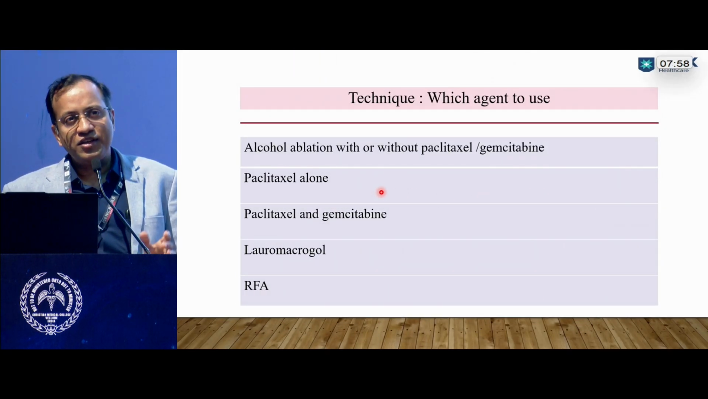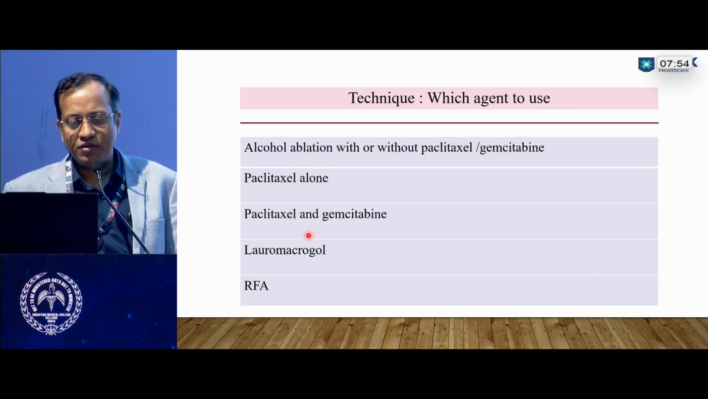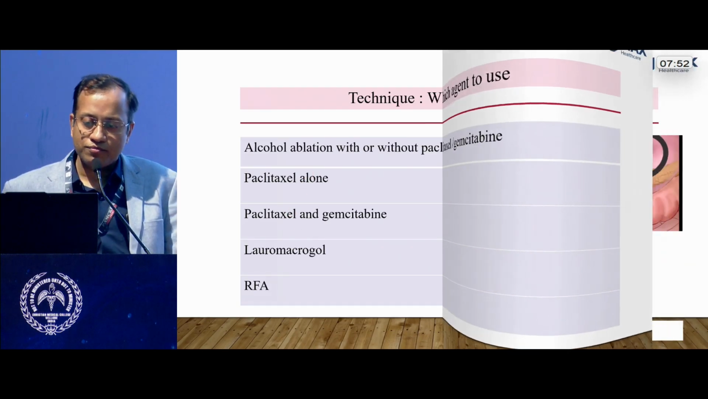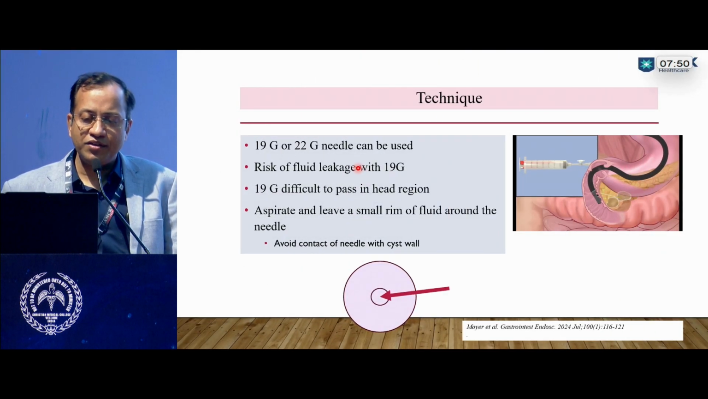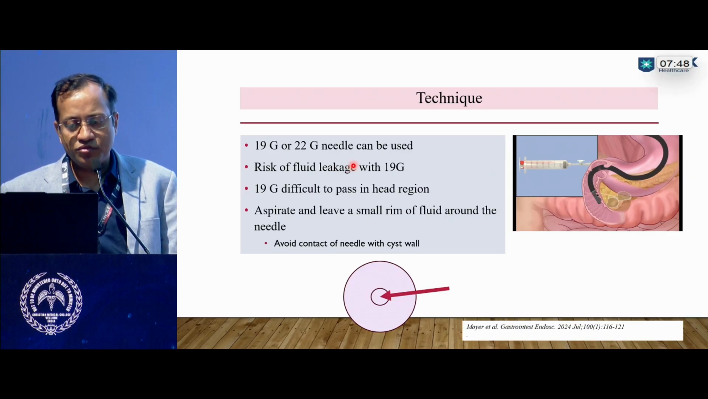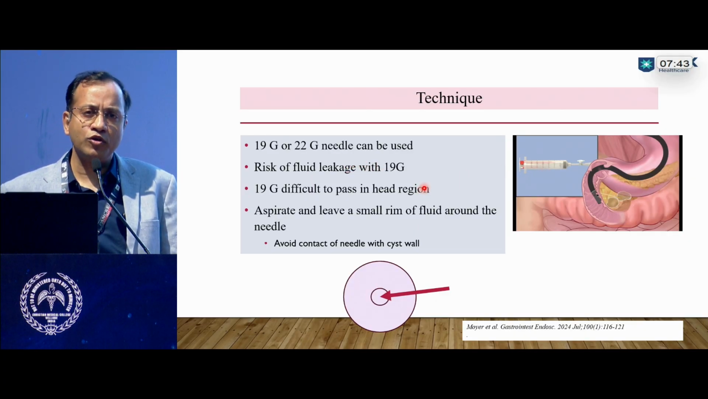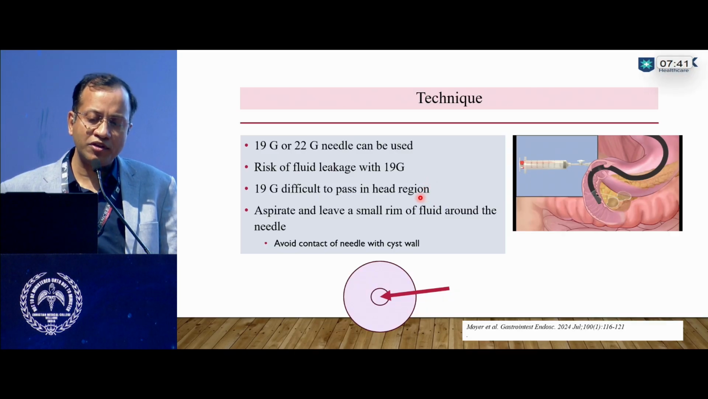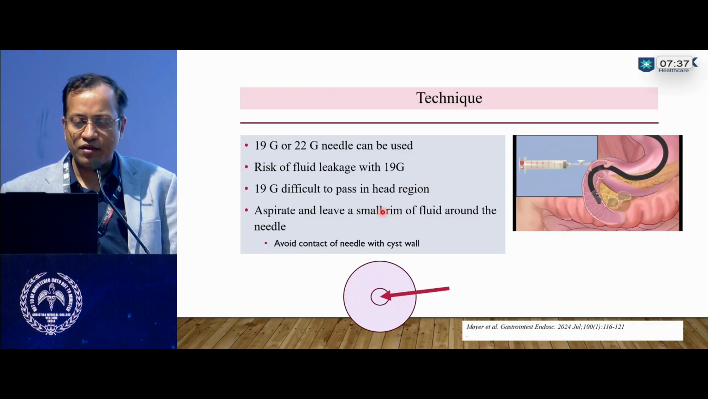So these are the various agents which have been used earlier. Alcohol was used, then paclitaxel and gemcitabine. Either a 19G or 22G needle is used. There is a risk of fluid leakage with the 19G needle, and sometimes it's difficult to pass in the head region. So the nitinol needle may be better for lesions in the uncinate or in the head region.